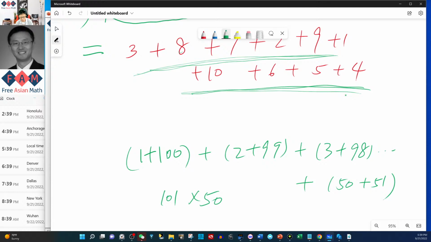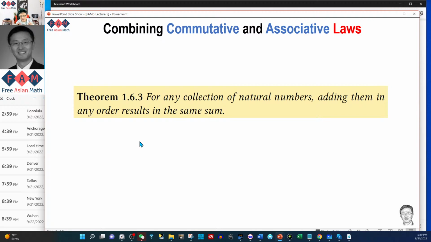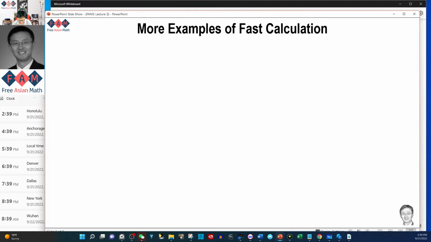It's very important. So let's take one more look at this theorem, which says that very succinctly, but you have to understand its mathematical meaning. For any collection of natural numbers, adding them in any order results in the same sum. It doesn't matter. This is a very powerful theorem, actually, if you think about it. And we can use it for a lot of good things. For example, let's do some mental math. You can do some very fast calculation. Of course, the numbers have been made up for you.